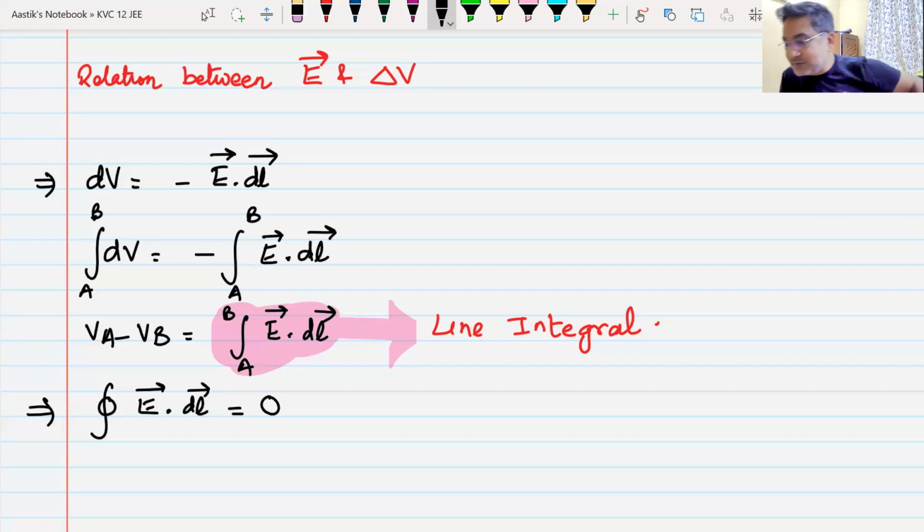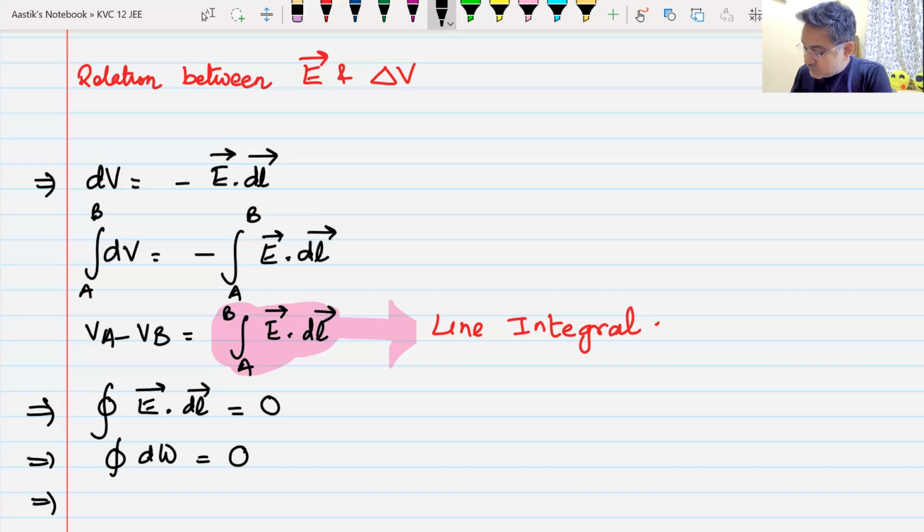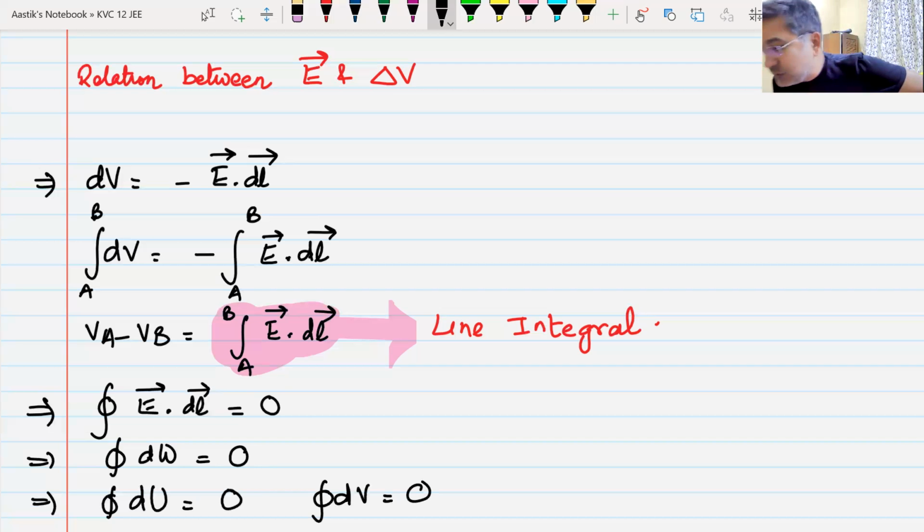Whenever there is 0, mark 0. The quickest trick that anyone could have ever said. Wherever there is 0, mark 0. So the line integral of electric field over a closed loop is going to be 0 because this is a conservative field. Work done in a closed loop is 0. Change in energy in a closed loop is 0. Change in potential in a closed loop is 0, and therefore all these are zeros. So wherever you see 0, you mark 0.